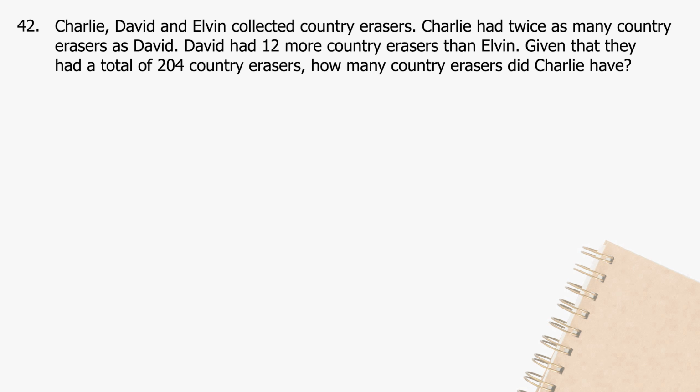Question 42. Charlie, David, and Elvin collected country erasers. Charlie had twice as many country erasers as David. David had 12 more country erasers than Elvin. Given that they had a total of 204 country erasers, how many country erasers did Charlie have?